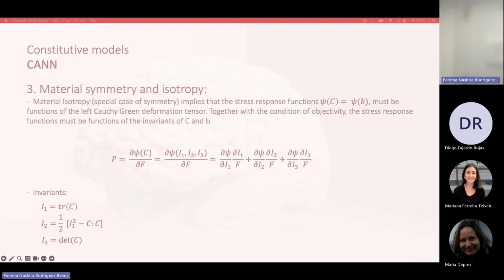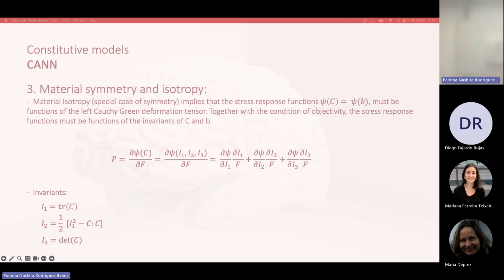It has invariance of C and B. Oh, so now we get I1, I2, and I3. The invariants are part of what describes the Cauchy deformation tensor, so it's still a function of C, but you've decomposed it to be functions of the three invariants, which are functions of C.